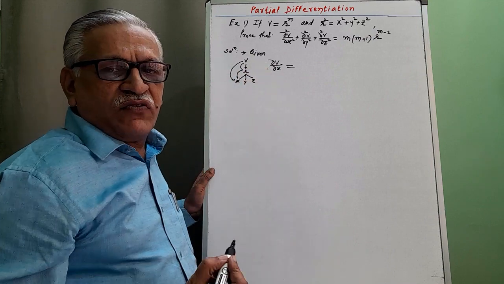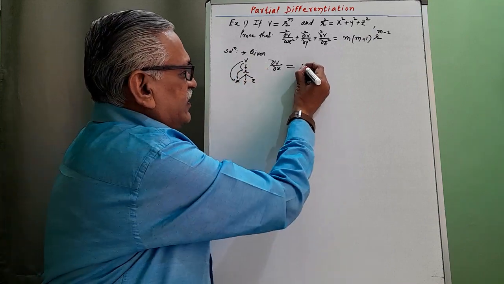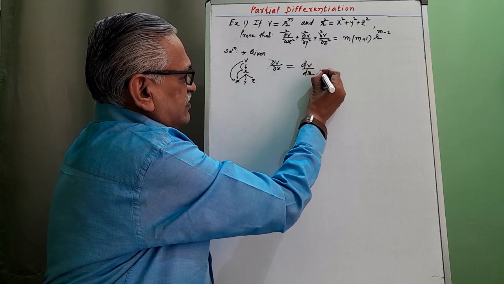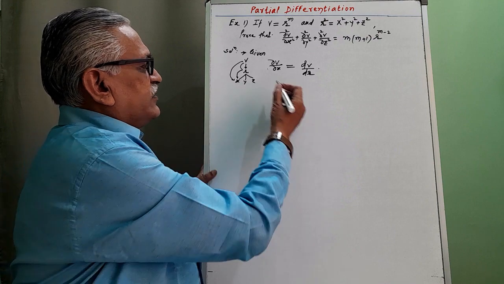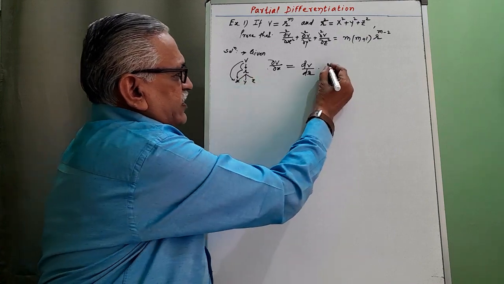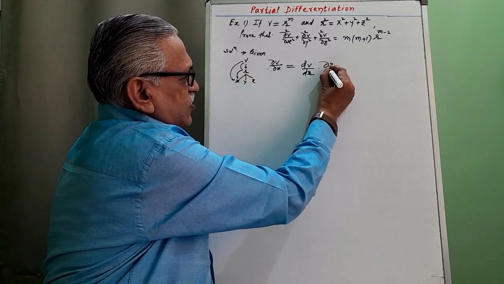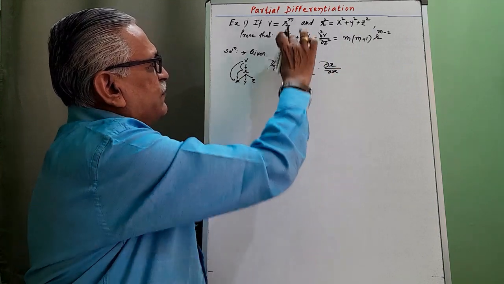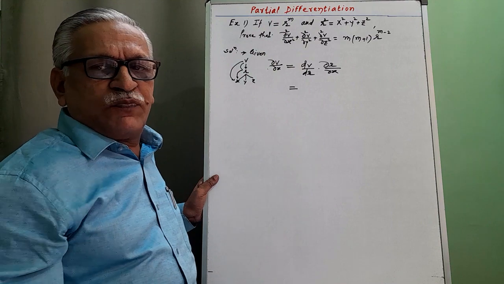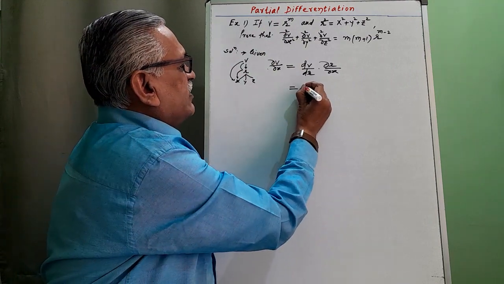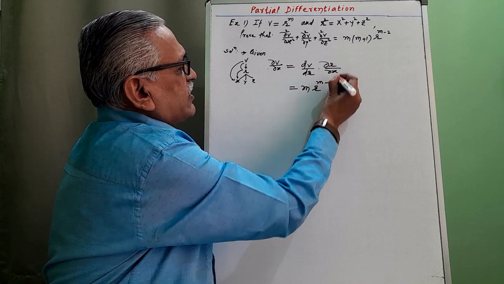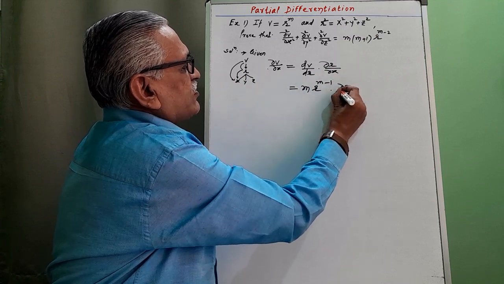V is a function of r, one independent variable. Therefore, the derivative is ordinary dv by dr. And by chain rule, derivative of r with respect to x is partial derivative dou r by dou x. And therefore, it is equal to differentiating this v with respect to r. As per standard result, it is m r raised to m minus 1 multiplied by dou r by dou x.